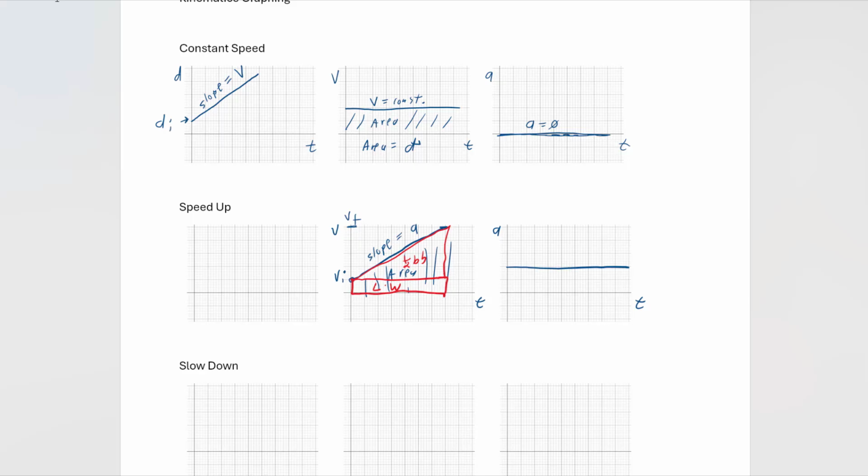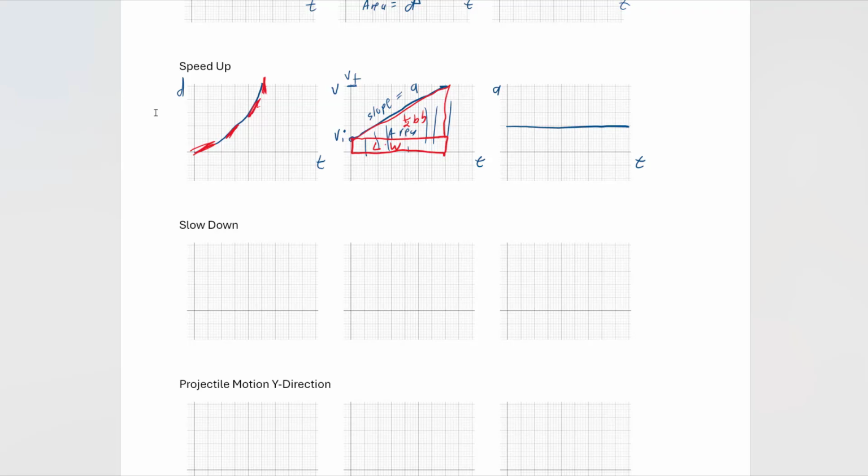So now let's look at position versus time. If the object's speeding up, that's going to be an upward curve like this. And how do I know it's going to be an upward curve? Well, the slope has to be increasing. So here the slope is relatively mellow. Here the slope is steeper. Here the slope is steeper. Here the slope is super steep. So this is something that's speeding up.